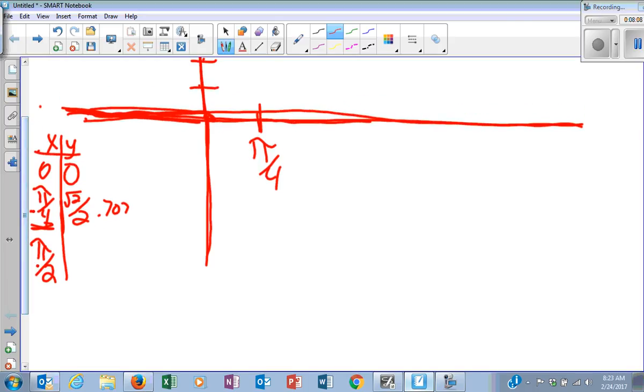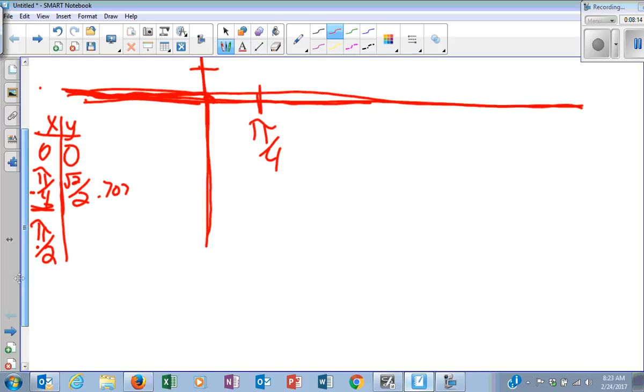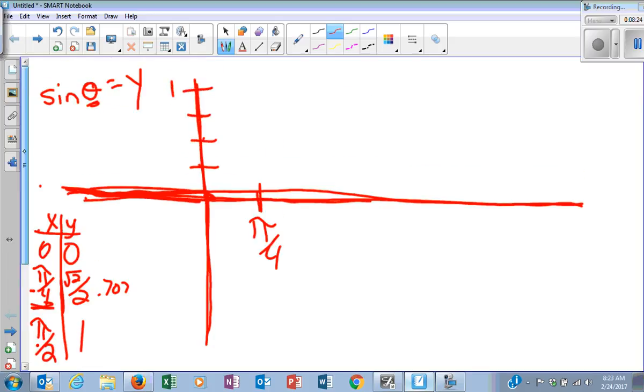If my input is pi over 2, it's going to be like pi over 2. If that's my input, which is theta, pi over 2, what's my output? The y value, which is 1. So I go up here, and I say, okay, pi over 2, and I go up to, well, let me graph this one. This one would be about right here, 0.707. Pi over 2 goes to 1.